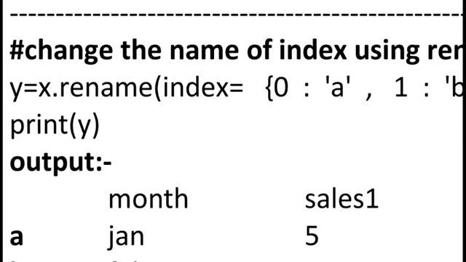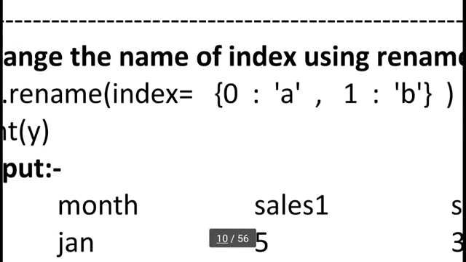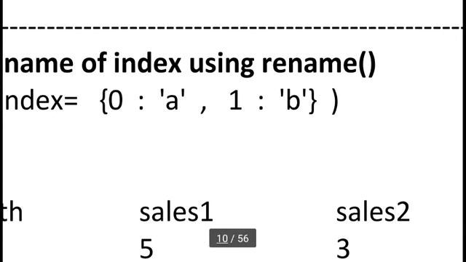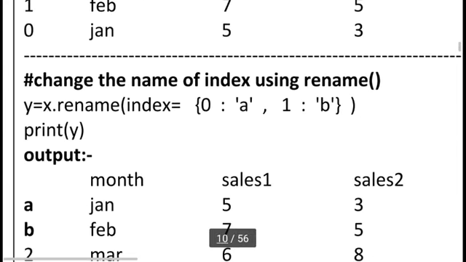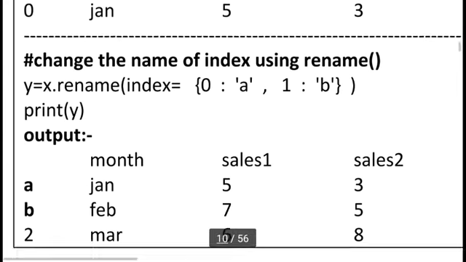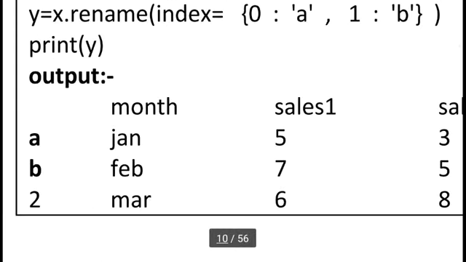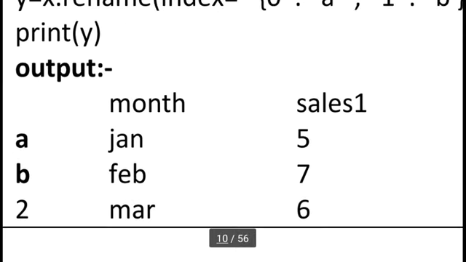We already discussed this in the previous video. Index is equal to 0. 0 is our old index name, colon A is our new name. 1 is our previous old index name, and this will be replaced by B. So you can see, using rename index, we can replace 0 with A and 1 with B.